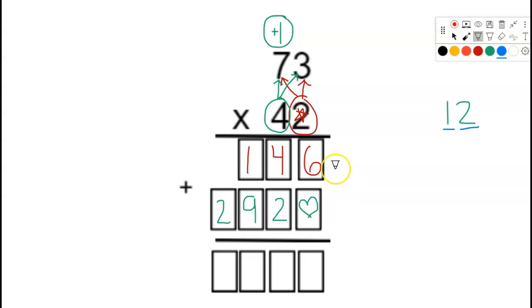All right, now we're ready to add. 6 plus heart, 6 plus nothing basically equals 6. 4 plus 2 equals 6. 9 plus 1 equals 10. Put my 0 down here. Carry the 1 from the 10 up here. And then 1 plus 2 equals 3. So my final answer right here, 3,066.